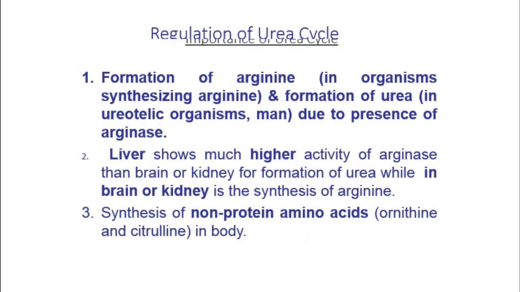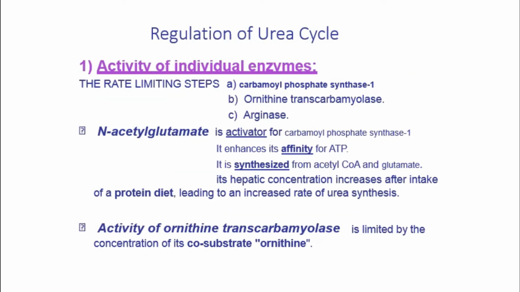Now, this urea cycle also is regulated by several means. How? By mainly regulating the enzymes. We have seen there are 5 enzymes involved in the urea cycle. I hope you remember that. So, the rate limiting steps, for example, the first enzyme, carbamoyl phosphate synthetase. If we can regulate this enzyme, we can regulate urea cycle. Ornithine transcarbamylase or arginase, these 3 are all rate limiting enzymes. We have seen in order for carbamoyl phosphate synthetase 1 to get activated, we need N-acetyl glutamate. So via N-acetyl glutamate, we can regulate urea cycle.